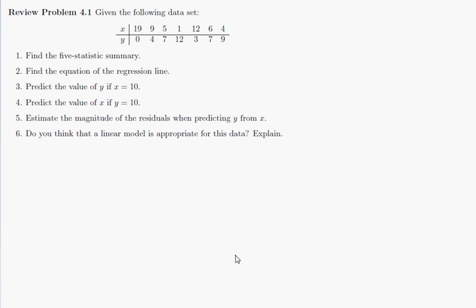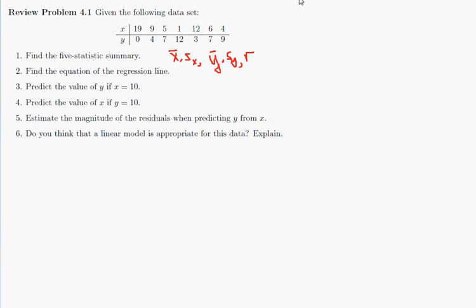Alright, let's take a look at review problem 4.1. First off, let's find the 5 statistics summary for this data. That's shorthand for saying I want the average of x, the standard deviation for x, the average of y, the standard deviation for y, and the fifth thing is the correlation coefficient.